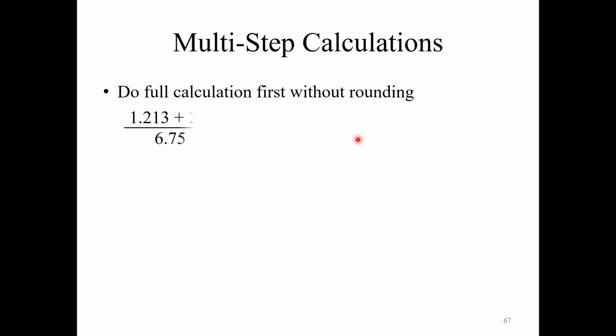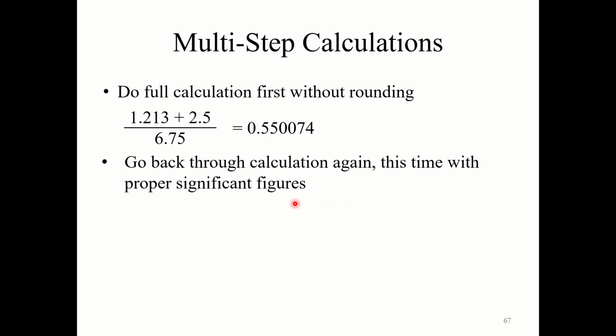All right, let's briefly talk about multi-step calculations. Now, when you go to do multi-step calculations, first I would recommend doing the full calculation first without rounding. So let's say I was doing 1.23 plus 2.5 divided by 2.75. So I would do my addition first and then divide by 6.75. This gives 0.550074.